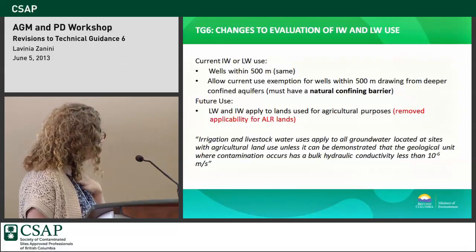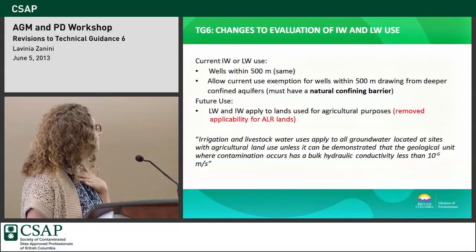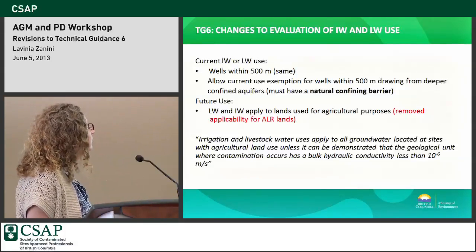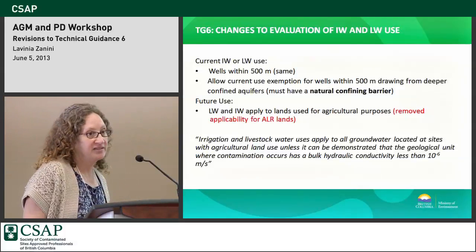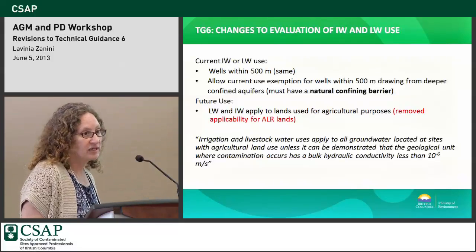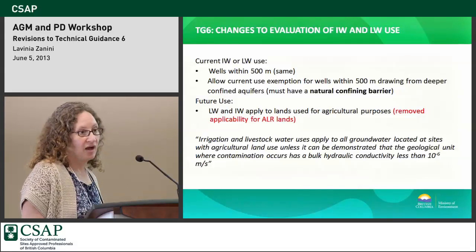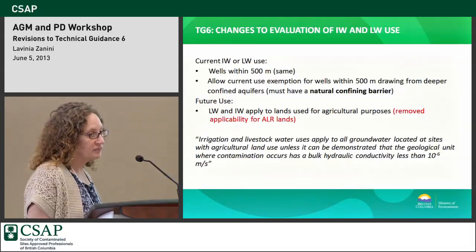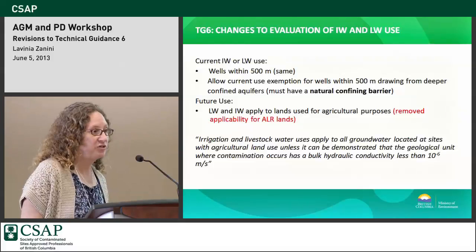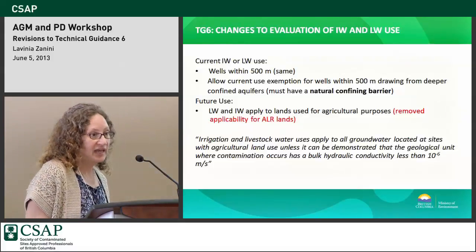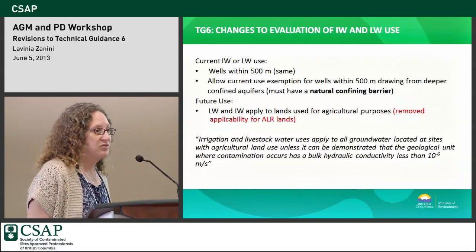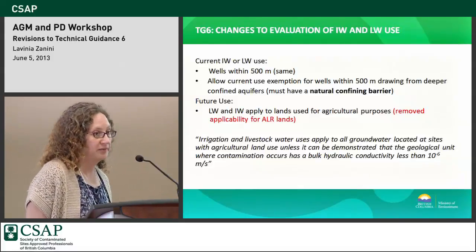So what we've said is we've basically removed the applicability of the future use for ALR lands that was in there before. So it's basically if you have a current agricultural use, future IW and LW will apply. The reason for that is we were getting a few requests for determinations for non-conforming ALR lands, and we also have the realization that for most of those sites, drinking water will likely apply.